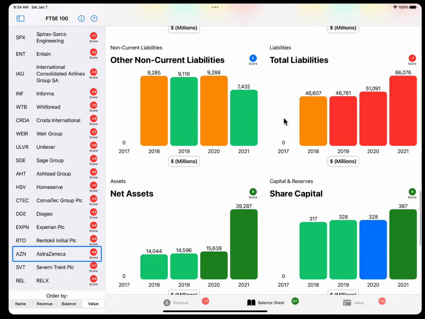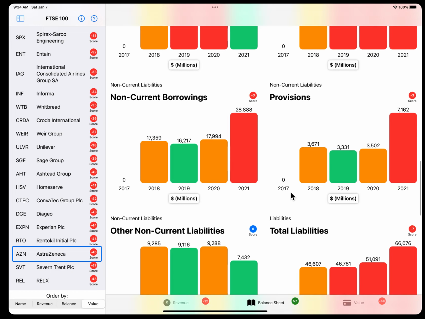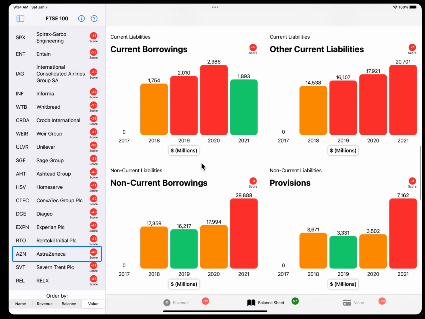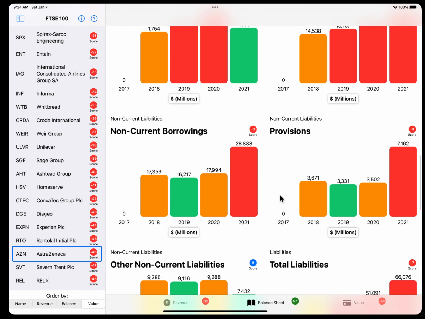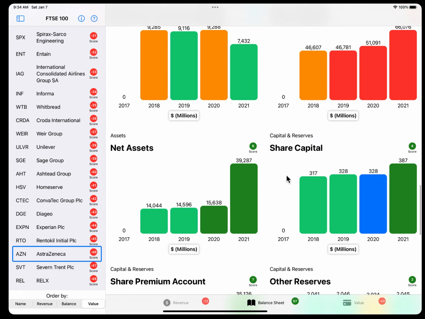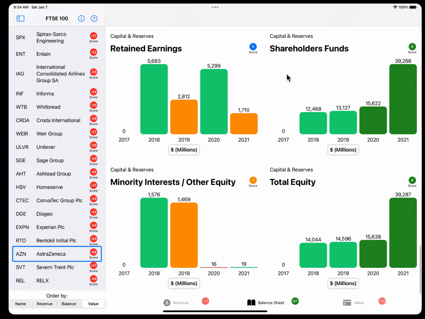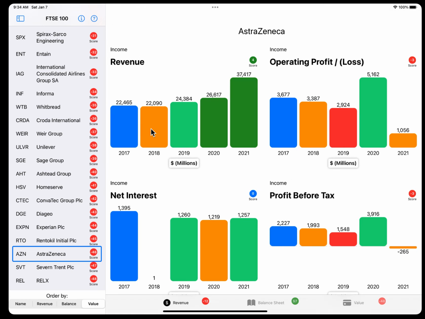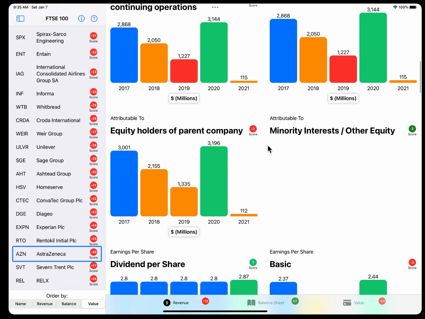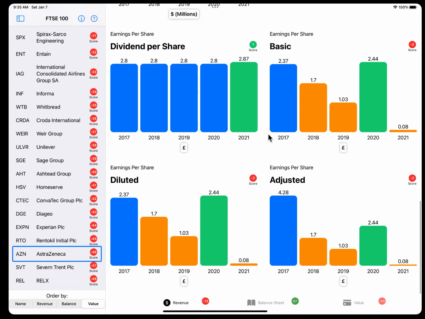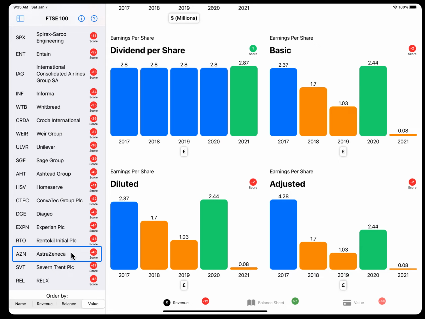Obviously a few worrying things there, but if we look at what they are, they're on current borrowings, so that's debt that's due soon. Yeah, okay, quite high. Non-current borrowings, very high, really. So it's on the debt side that there seems to be a worry here. But on the revenue side, not too bad. That's good, going up nicely. But there's lots of things in there. The profitability looks like it's not great. So that's kind of like looking at it from the value side.